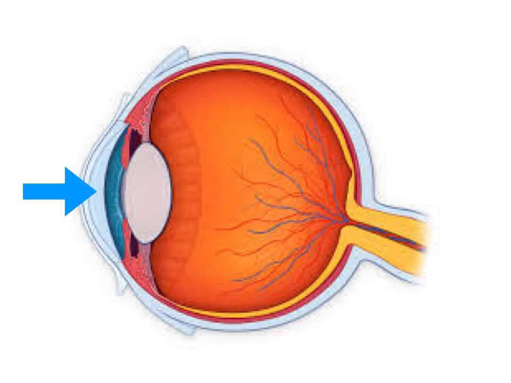All right, this question has two parts. I want to know the name of that space, and I want to know the name of the fluid in it. Okay, the space is called the anterior chamber. And what's the fluid? All right, the fluid is called the aqueous humor.